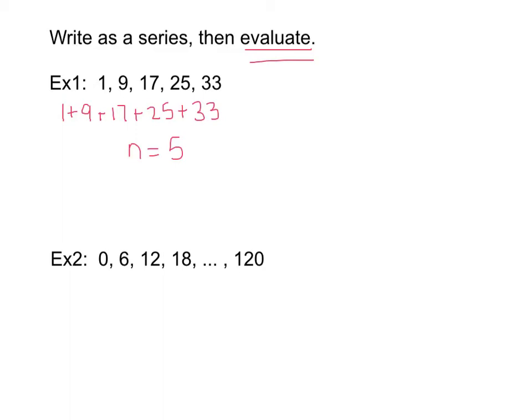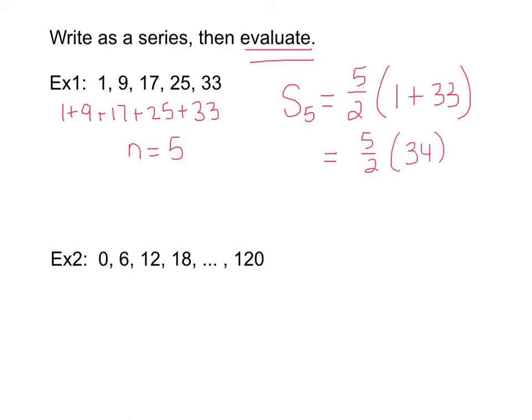So let's write down what our formula is. S sub n, well n is 5. That's going to equal n, which is 5, divided by 2, times the first term, which is 1, plus the last term, which is 33. And then you can use your calculator to figure out what that's going to be. It's going to be 5 divided by 2 times 34, and that comes out to be 85. So our summation of the 5 terms is 85.